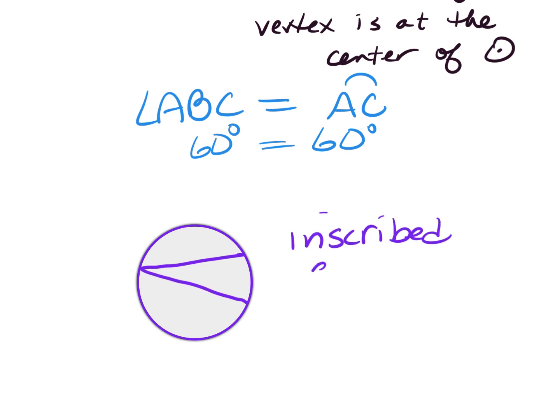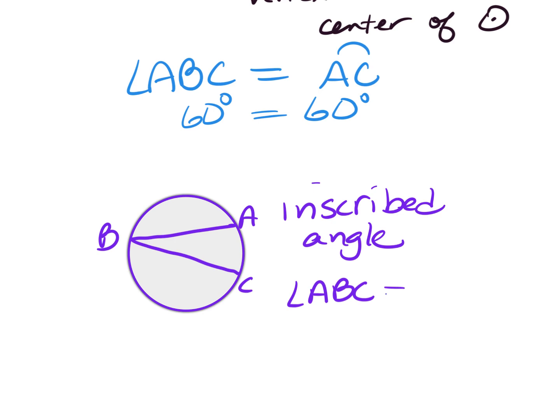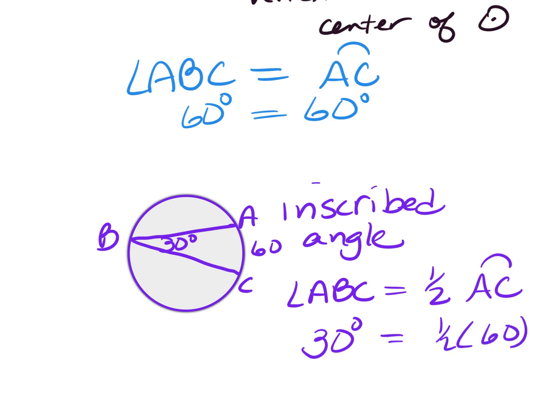This is an inscribed angle. Again, I can call it ABC. Remember, the measurement of an inscribed angle is going to be half of its intercepted arc. So here, if the intercepted arc is 60, then angle ABC would be 30. So this would be 30, and this would be half of 60, which would give us the angle measure.